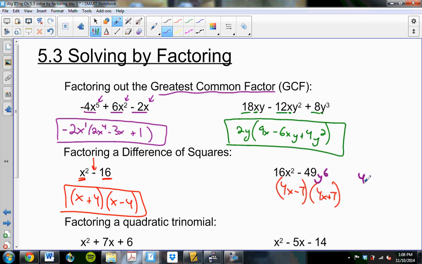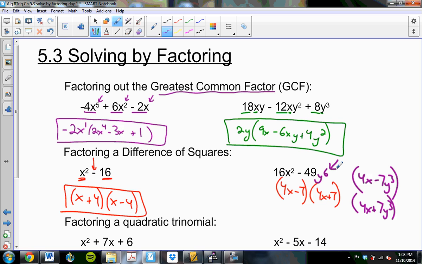That becomes 4x minus 7y to the 3rd, and then 4x plus 7y to the 3rd. I wasn't able to write those side by side because I ran out of space. But the point is, if this number here is even, if the power is even, it is a square.